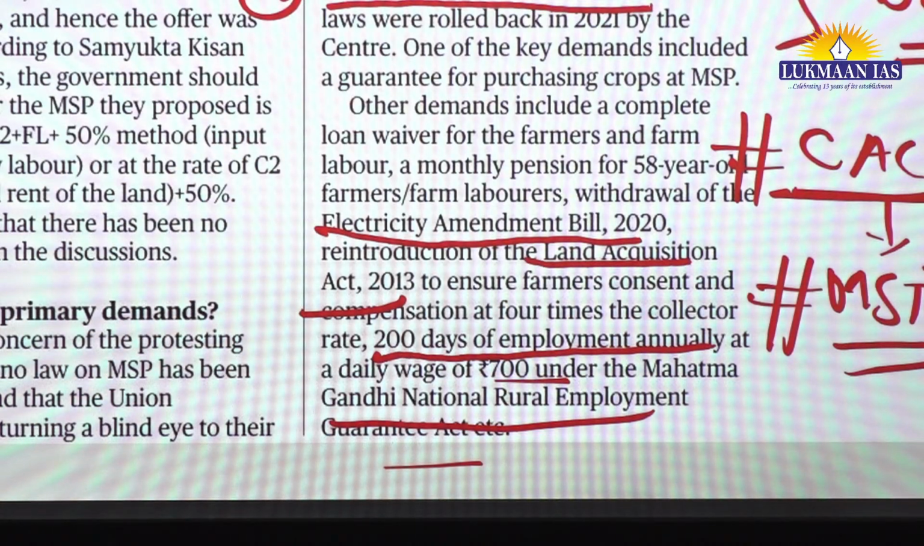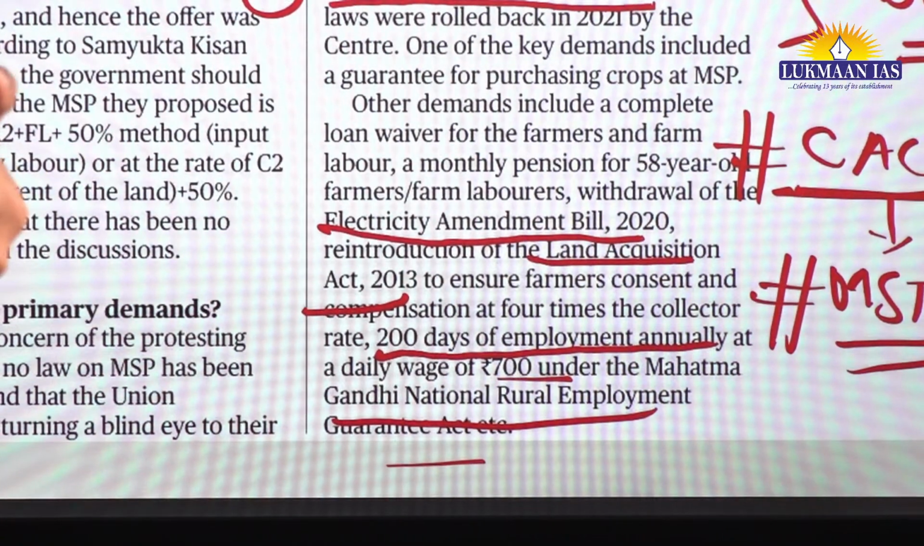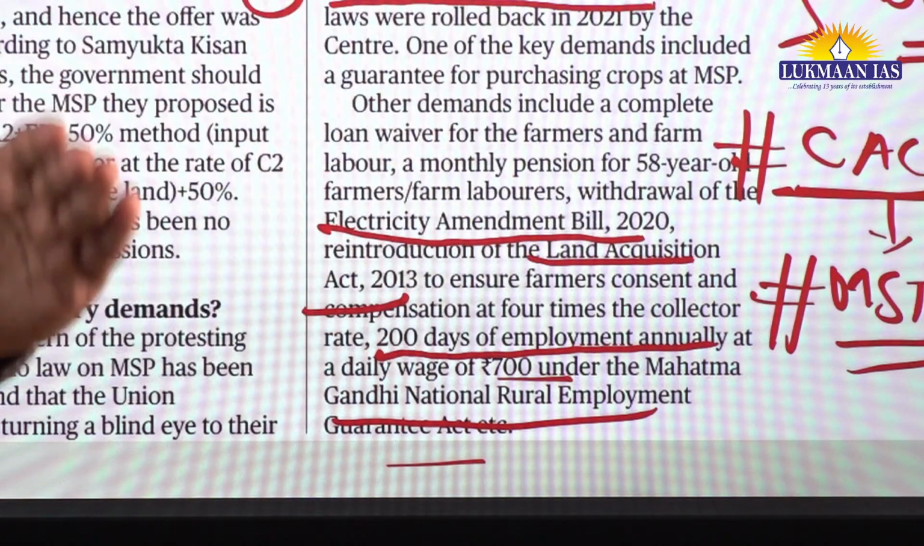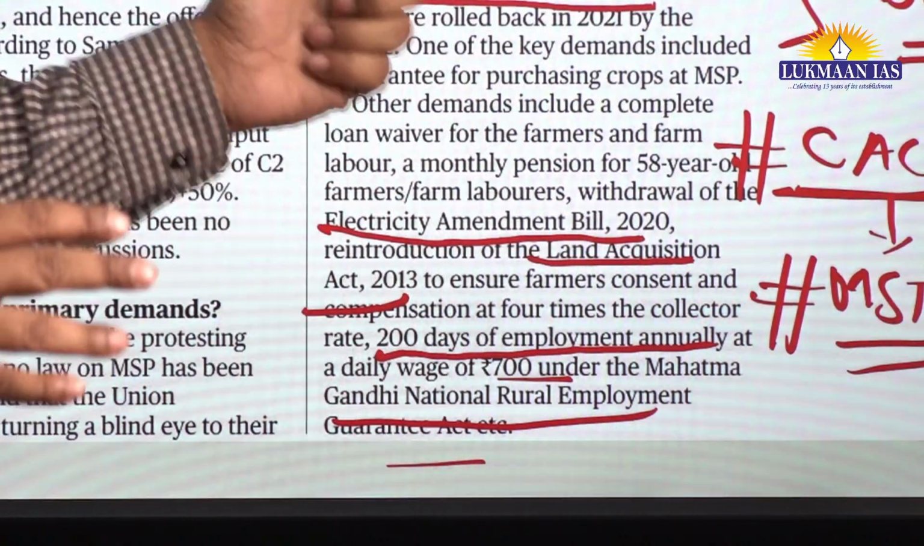Farmers are demanding a lot of things. Pension should be given, farm loan waiver should happen, and apart from this, farmers want the government of India to come up with a legal guarantee for MSP, and to procure all the farm output at the MSP rate.